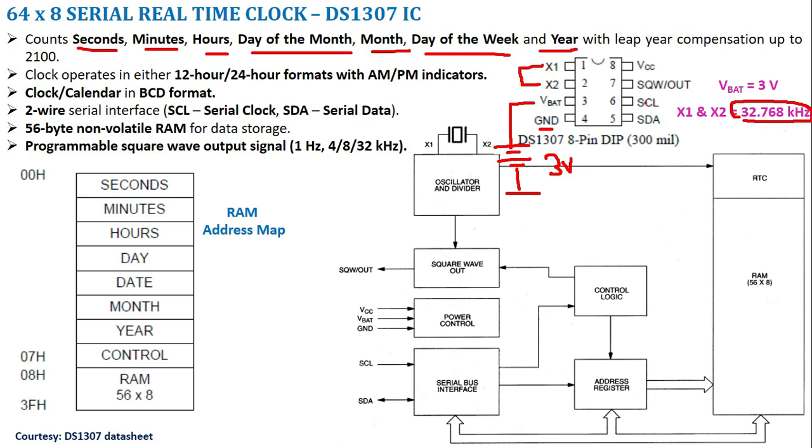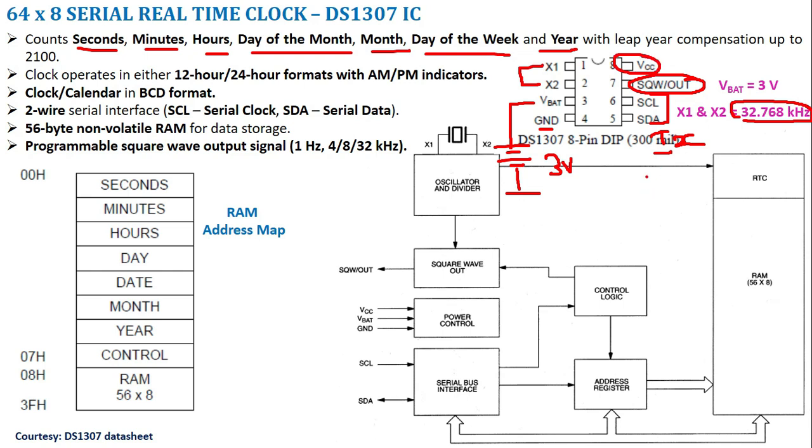Pin number 5 and 6 is nothing but the I2C interface, inter-integrated circuit interface. It's a serial communication interface through which the information in the IC will be transferred to the microcontroller. This IC also has a feature to generate a square wave output. Four different frequencies can be generated, and it can be used for other devices too. And pin number 8 will be your VCC.